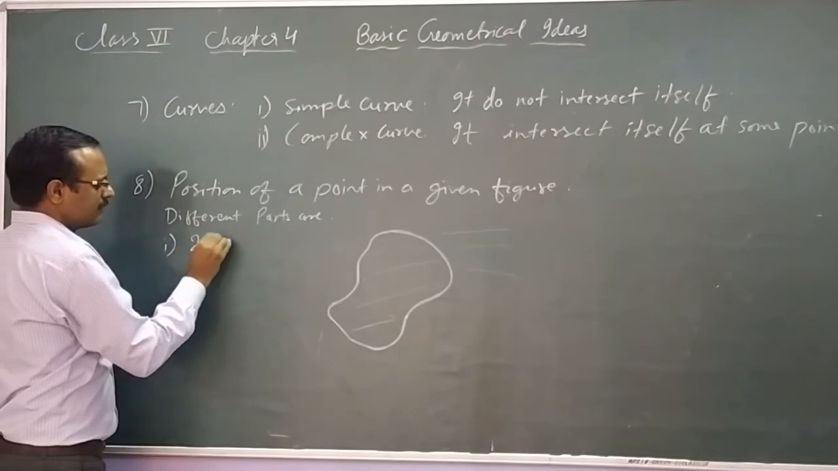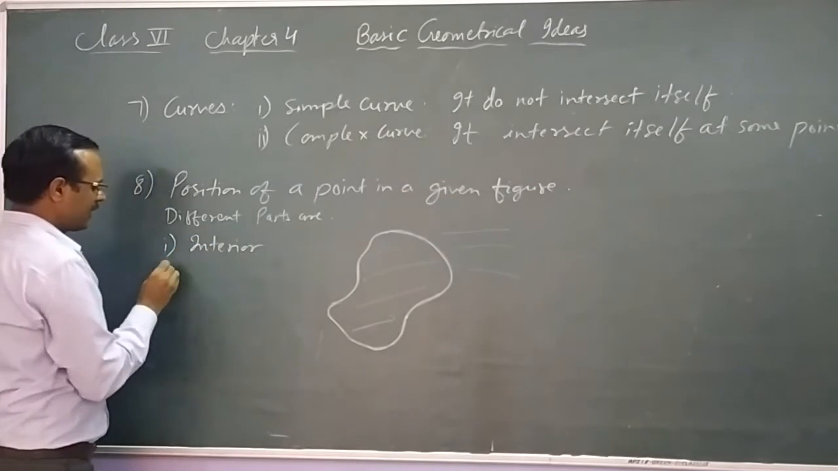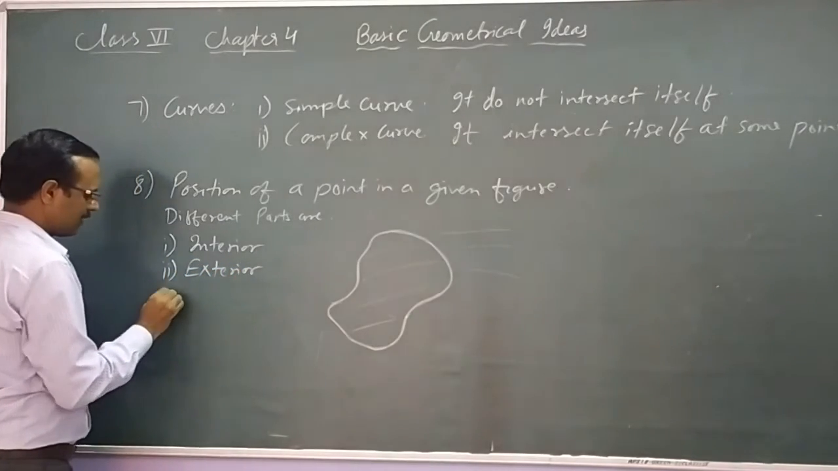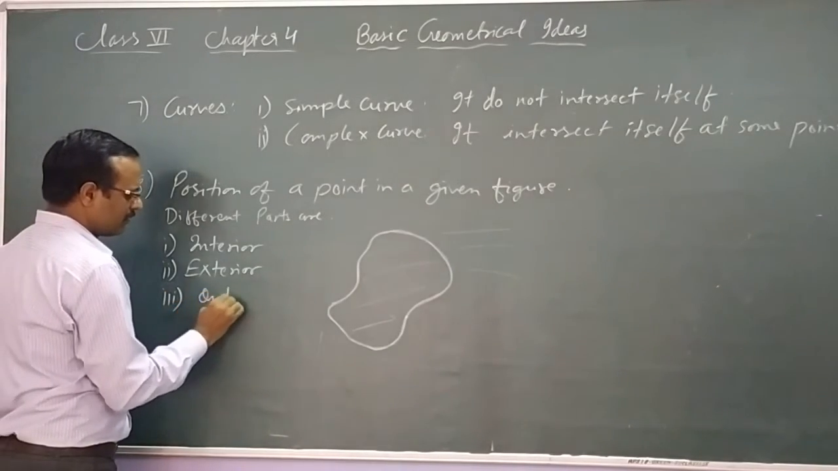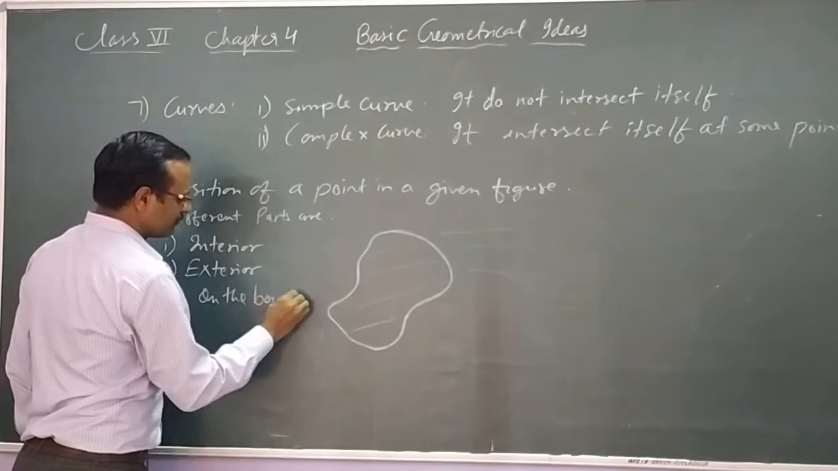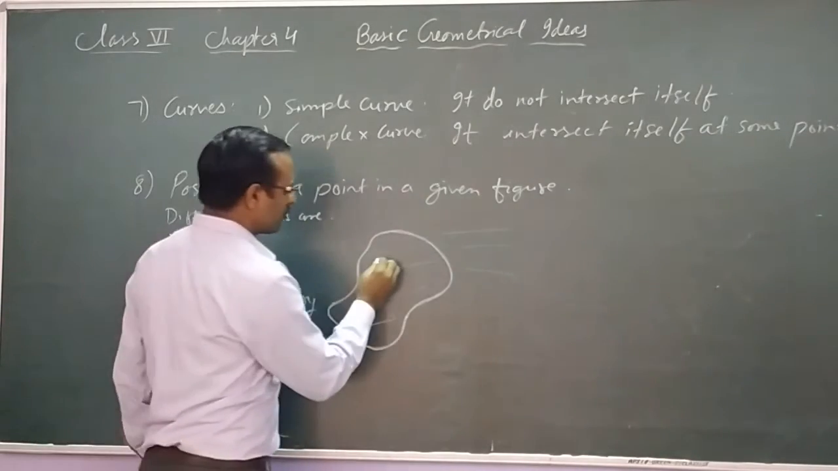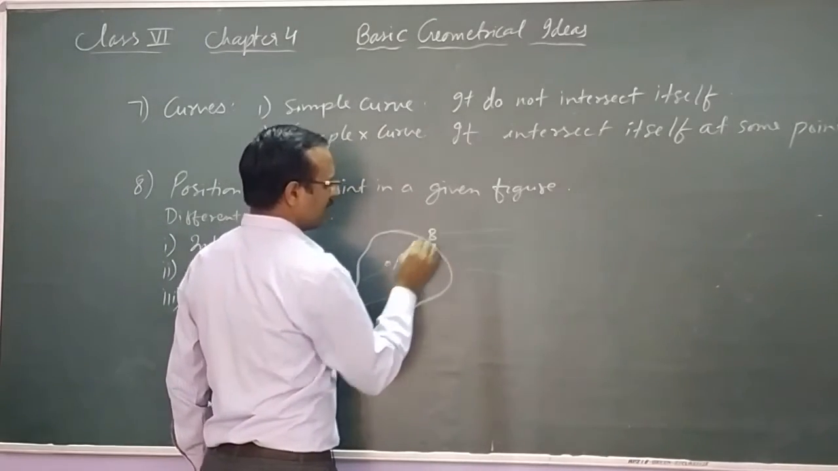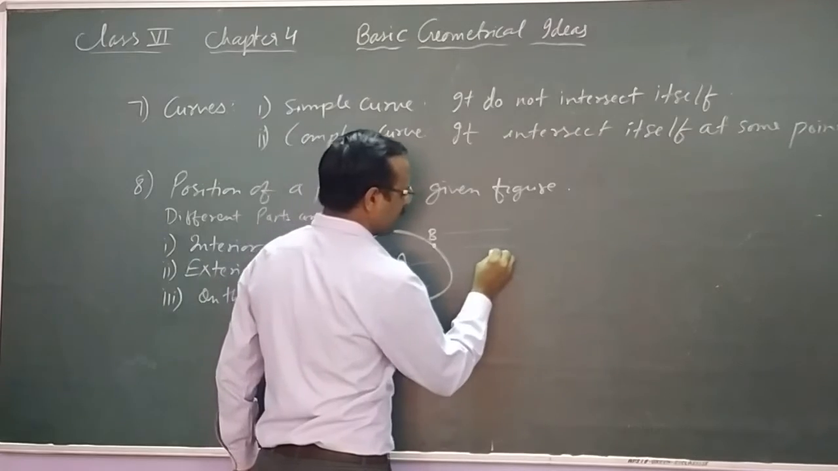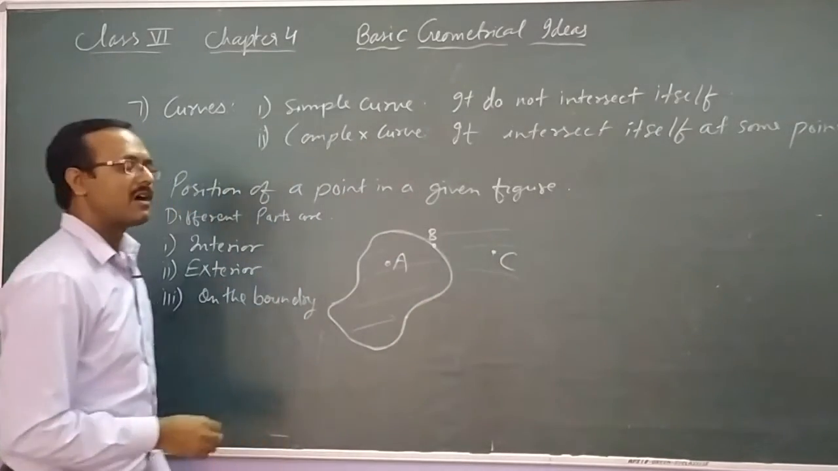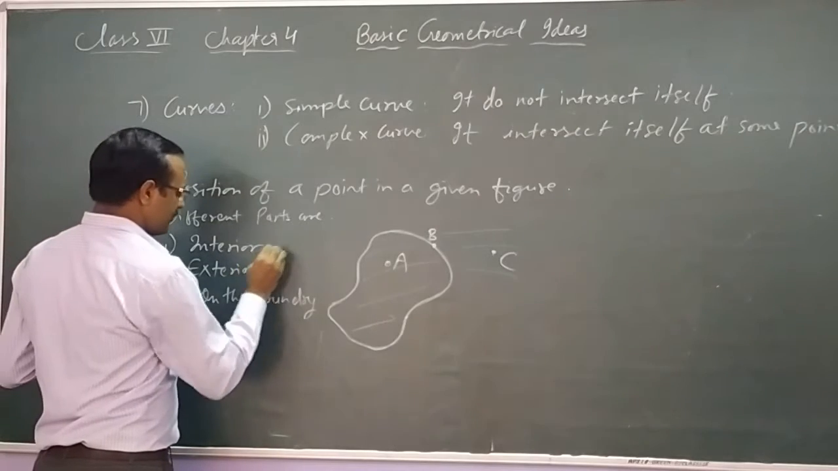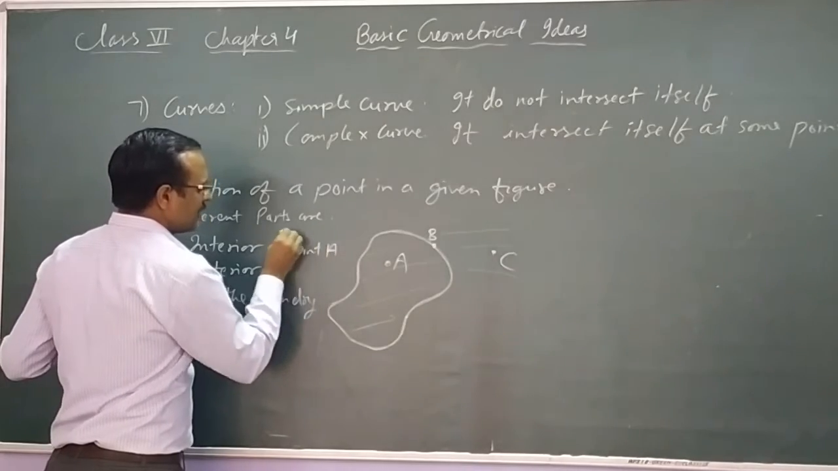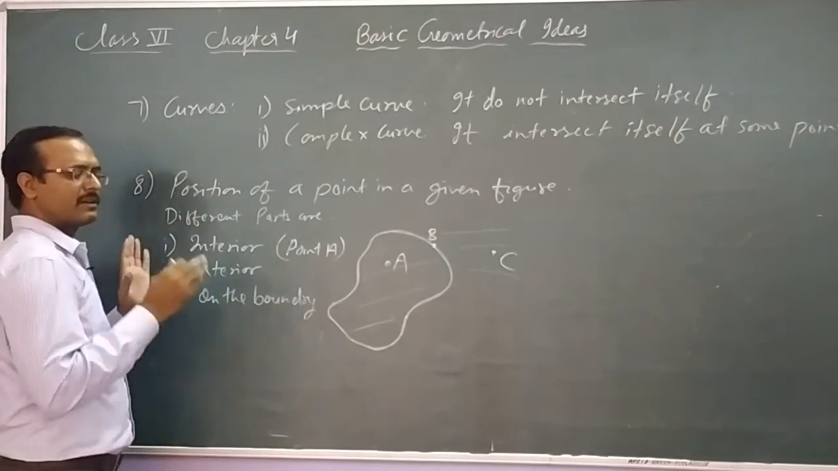First interior, then second is exterior, and then third is on the boundary. So if the point A is here, it will be called in the interior, point B is on the boundary, and point C is placed outside of the boundary. So you can say the point A lies in the interior of the figure.